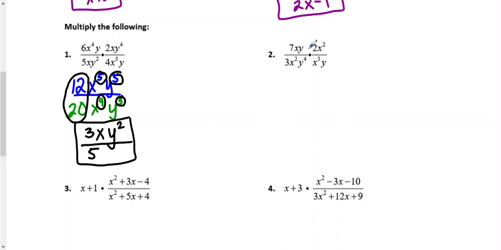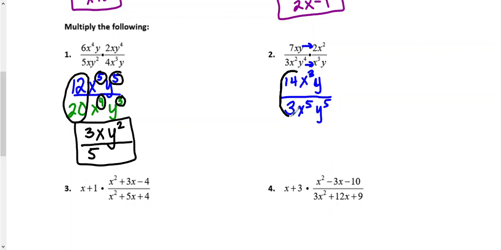So number 2, again, there are no plus or minus signs, so I can just multiply straight across. 7 times 2 is 14. X times x squared is x to the 3rd, and then we just have y. Over the bottom, 3 times 1 is 3. X squared times x to the 3rd is x to the 5th. Y to the 4th times y is y to the 5th.